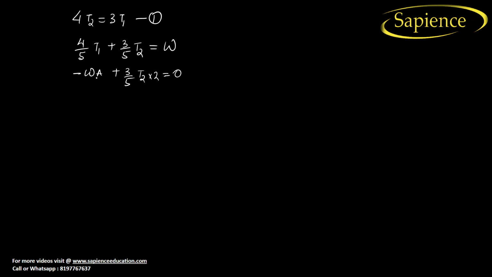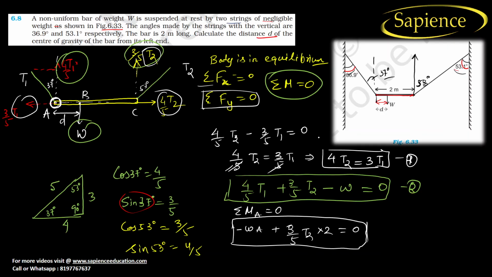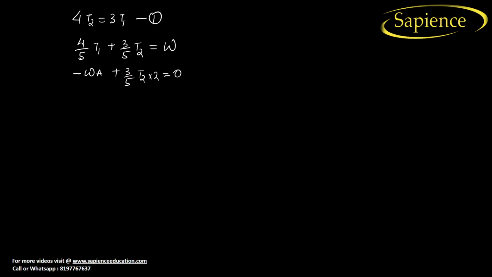Now, why I have written here a? It should be d, the distance, because the distance is d. So let us change this, this will be d only. So this will be omega d. Our main motto is to find the d. So from here we can get the equation w into d is equal to 6 by 5 T2.